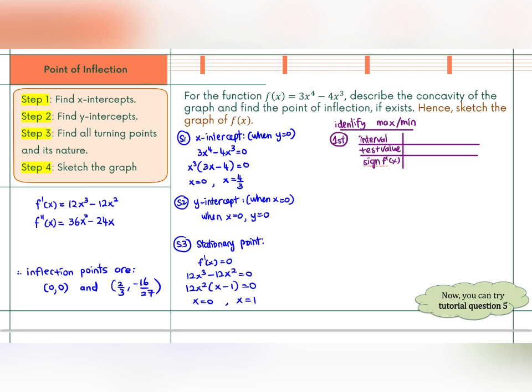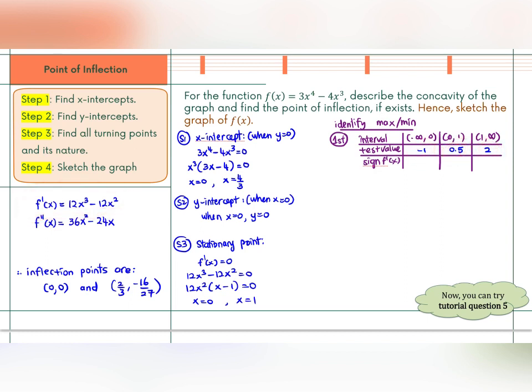So our intervals will be negative infinity until 0, 0 until 1, and 1 until infinity. Okay, so let's look what will be our sign of f prime. So sebelum itu, the test value antara negative infinity until 0 will be negative 1. So here saya dapat masukkan 0.5 and here will be 2. So let's substitute negative 1, 0.5 and 2 into our first derivative.